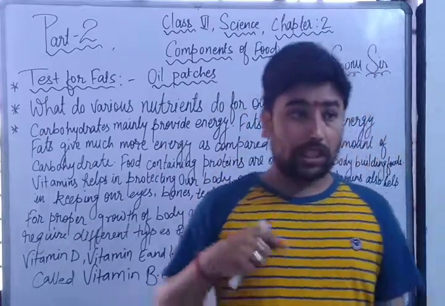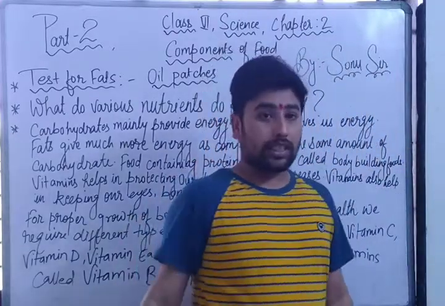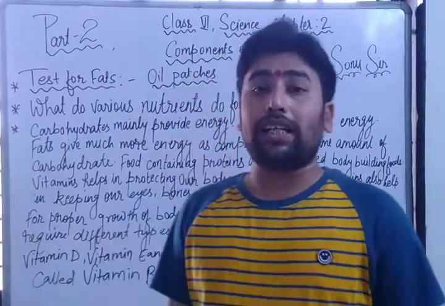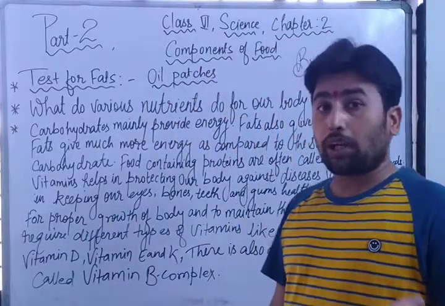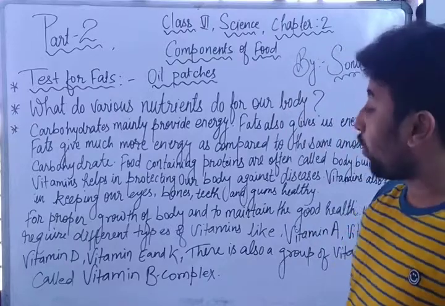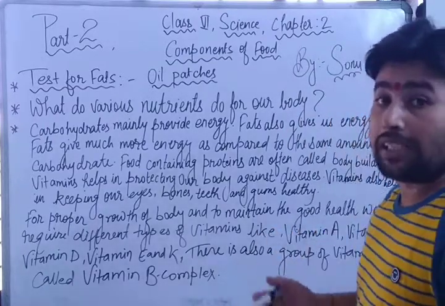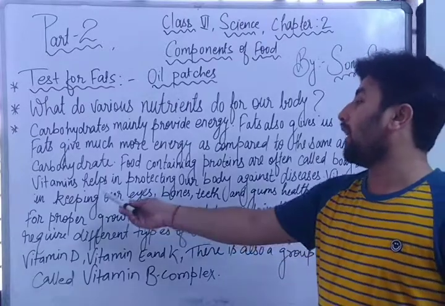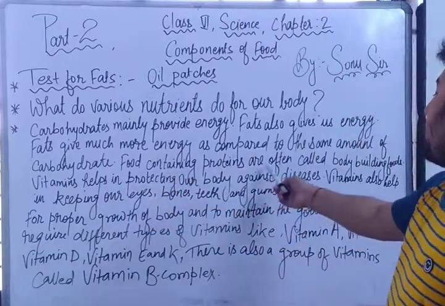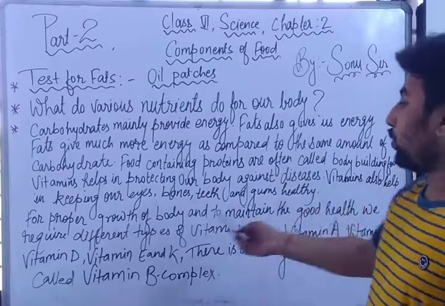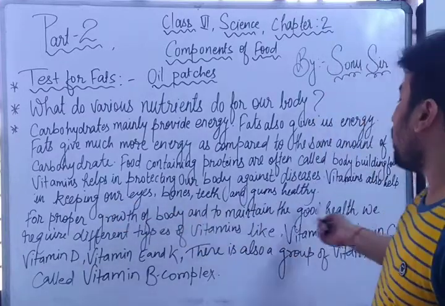So that's why, where will these cells come from? If we eat protein. That's why you will see, when you fall sick, the doctor provides you some medicine and advises you to take it with milk. Milk contains proteins, and as milk contains protein, that protein is also a cell building food. So that's why it is written here: food containing proteins are often called bodybuilding foods. Vitamins help in protecting our body against diseases.